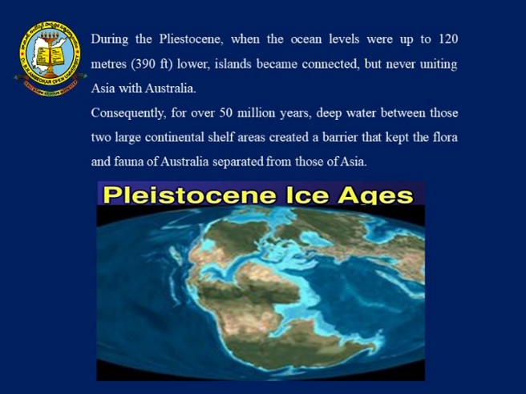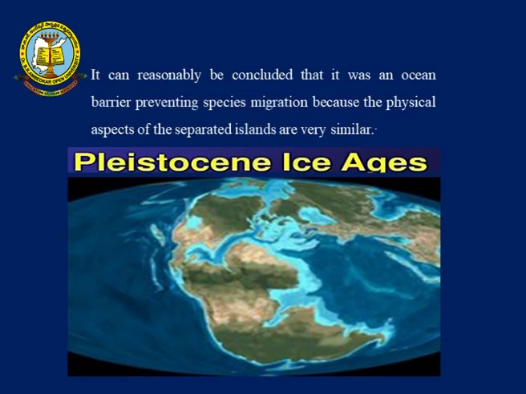Consequently, over 50 million years, deep water between these two large continental shelf areas created a barrier that kept the flora and fauna of Australia separated from those of Asia. It can reasonably be concluded that it was an ocean barrier preventing species migration because the physical aspects of the separated islands are very similar. What do you mean by this ocean barrier?